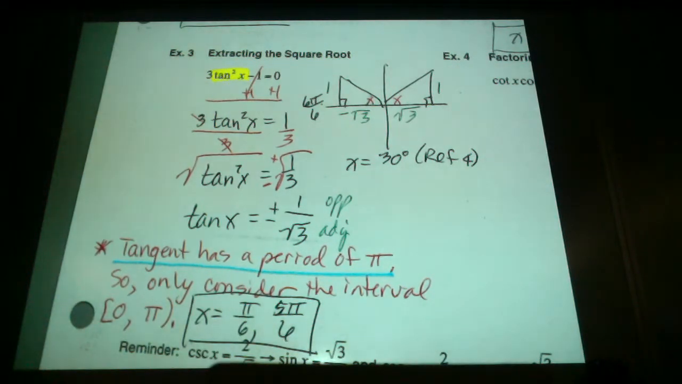Why isn't it what? Because if one of your reference triangles is in quadrant 1, your reference angle is going to be one of your answers. But anytime your reference triangle is in quadrants 2, 3, or 4, it's not going to be a reference angle. You use that reference angle to add or subtract to pi, or 2 pi. And so sometimes your reference angle is the answer, but sometimes it's not. It's a good question.